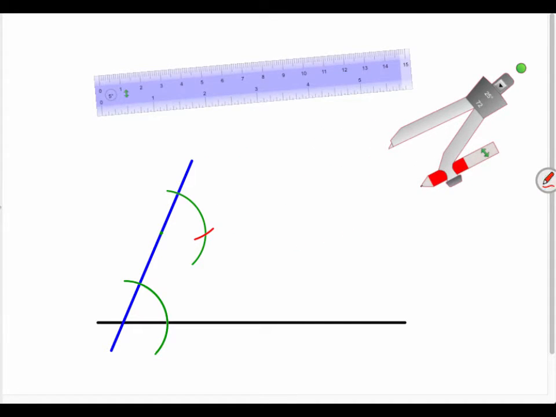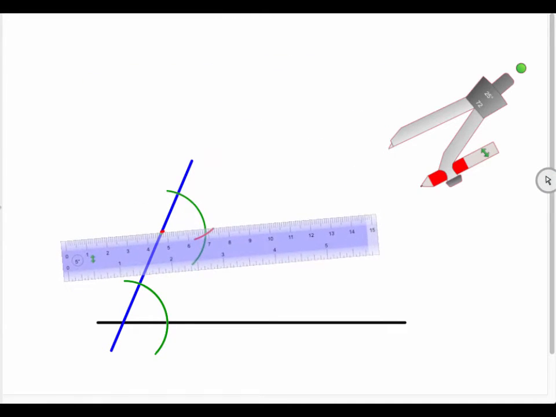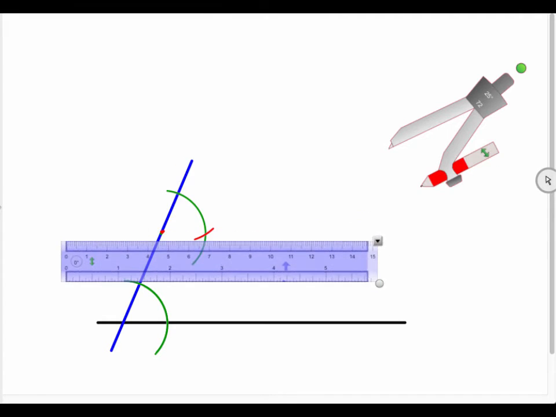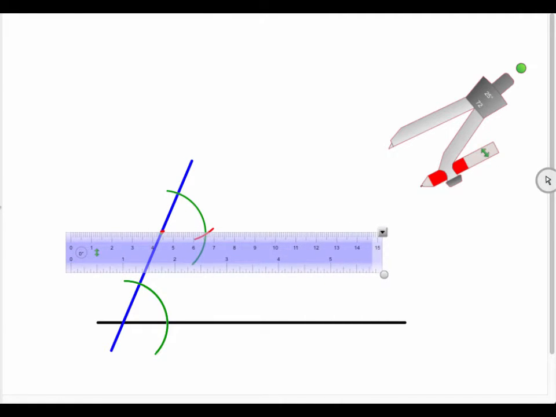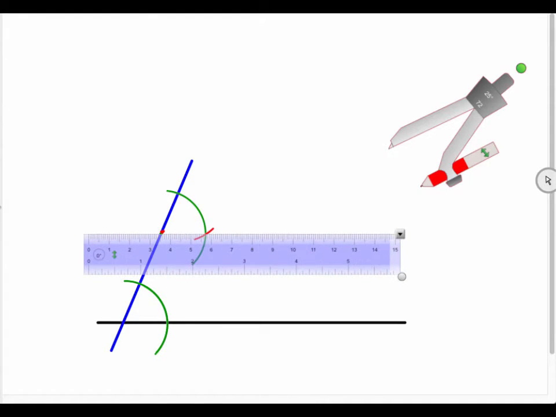So I've got two marks. I've got a mark here and a mark there. So now I'm going to take my straight edge, and I'm going to try and get that to line up as best as I can on those two points. I'll slide this over a little bit. My red marker is actually a little bit higher than my original green marker.